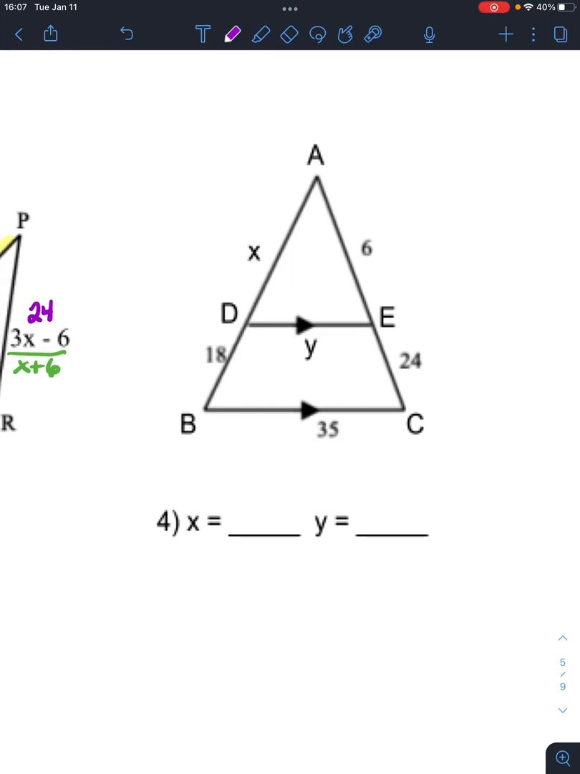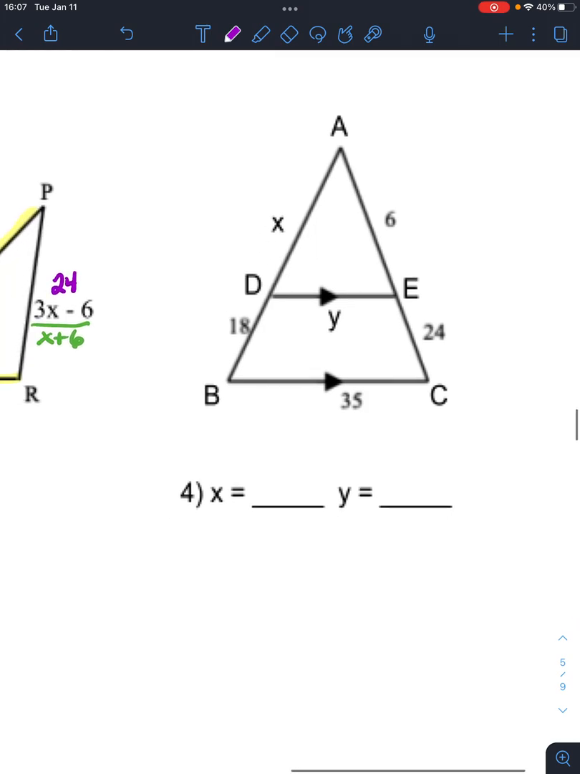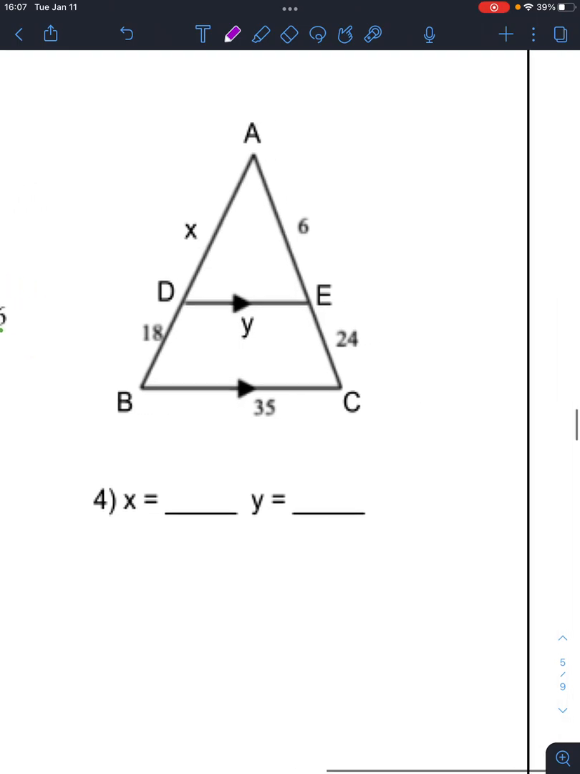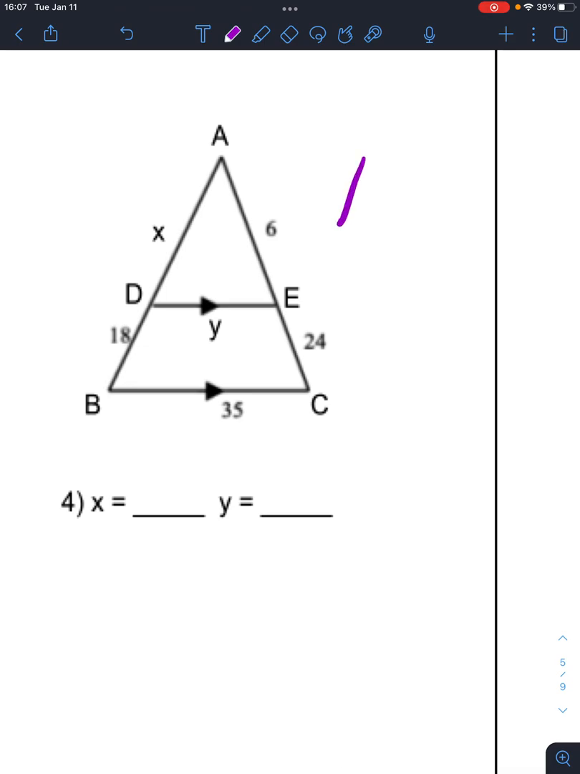Now, in number 4, the easiest way to do this, if you're in advanced, then there's another way to do it. I'll explain it. But when you look at this problem, it may be easier for you sometimes to separate it into two big triangles, right? We have a little triangle and a big triangle. We have x, 6, and y, and then we need this whole side. Okay, so we need this whole piece.